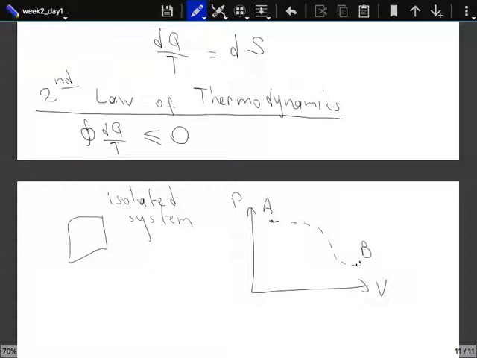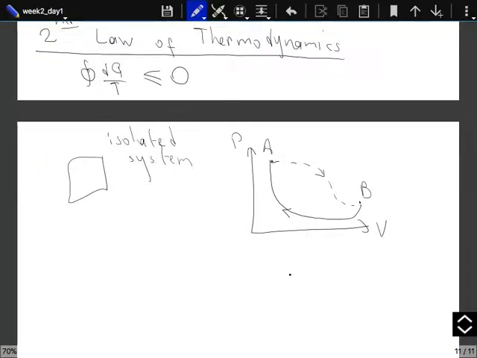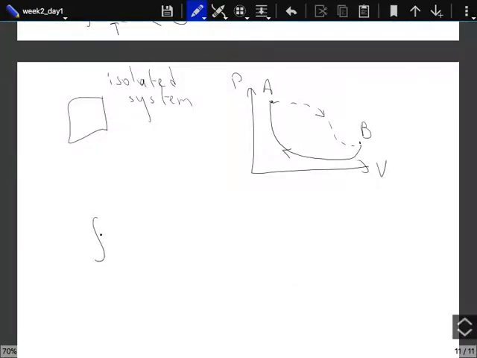Now, to be able to use the second law of thermodynamics, we need to consider a closed loop. This is not a closed loop. So I will imagine a reversible process, which will take me from B to A, from the state B to the state A, in a reversible manner. Now, the second law of thermodynamics tells me that the integral of dq over T over this cycle is less than zero.